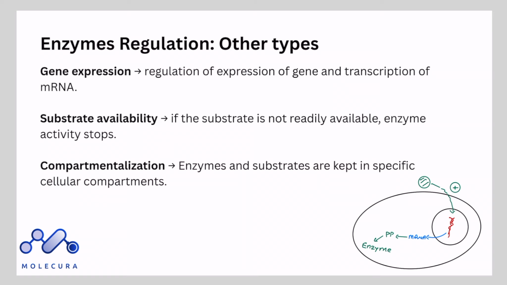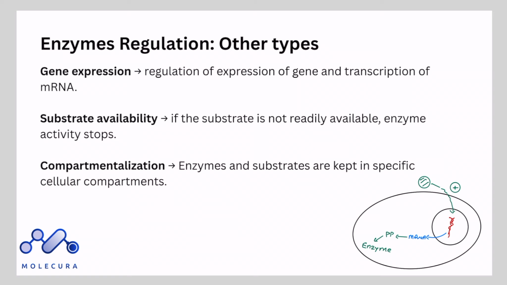The second thing is going to be substrate availability. The rate of the activity of the enzyme is dependent on whether the substrate is readily available or not. So if the enzyme cannot find any substrate available in the cell to do the reaction, obviously the activity is going to stop. The third thing that we're going to talk about is going to be compartmentalization.